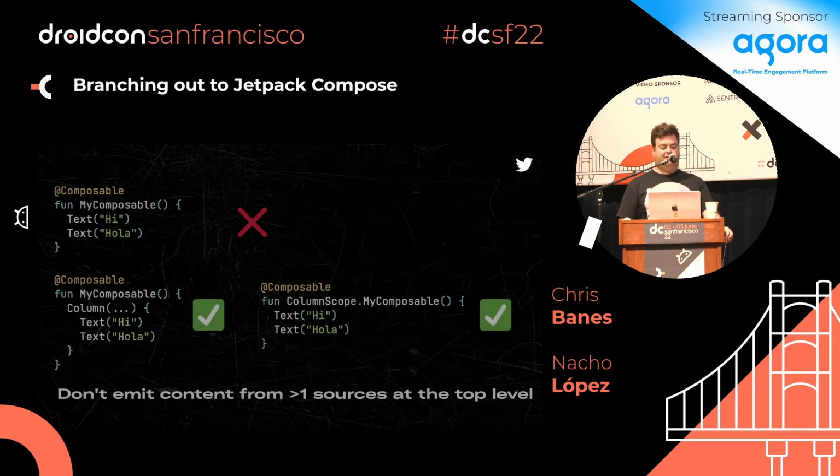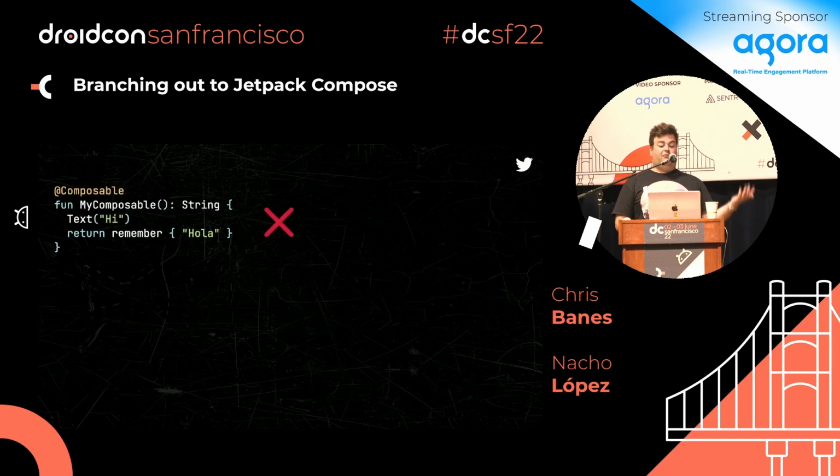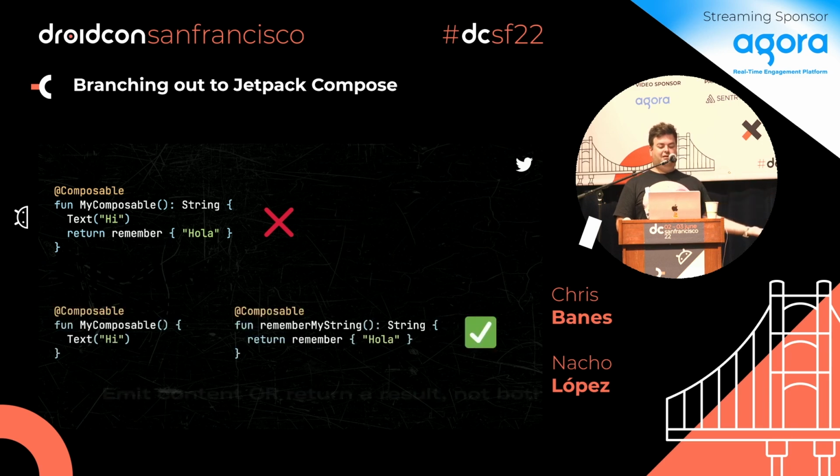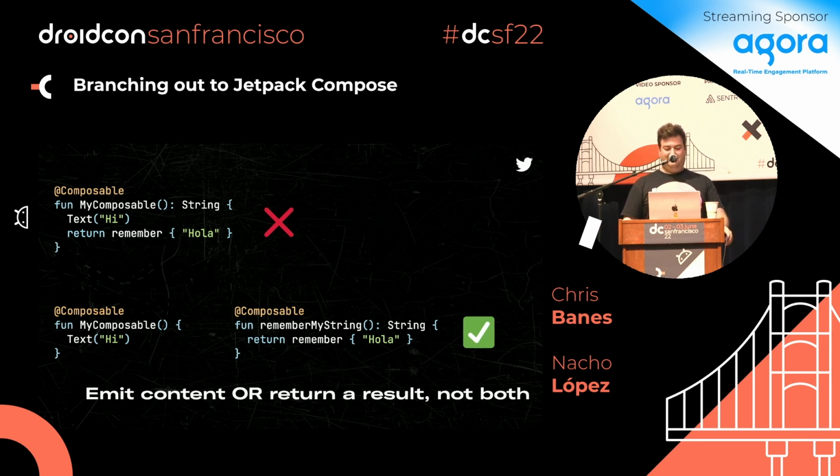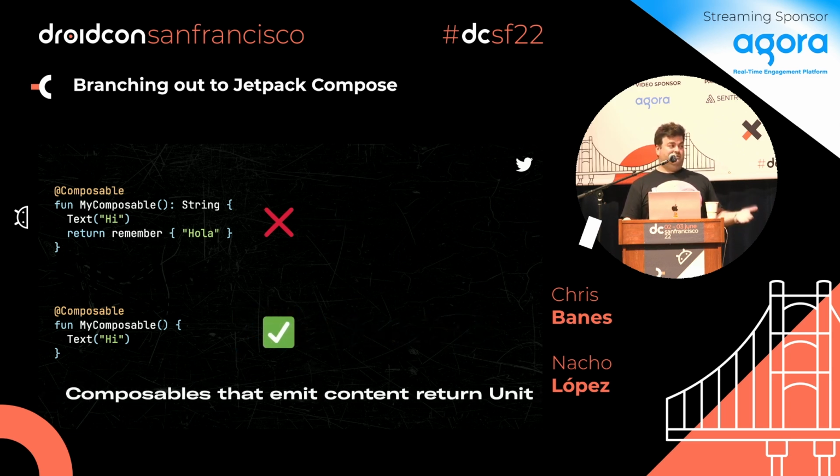column scope, etc. We also have one that makes sure that composables that emit content don't return a result as well, because you do one or the other, don't do both at the same time, because it is a mess. And also, as we were passing by, we added to that rule a check that composables that emit content always return unit.